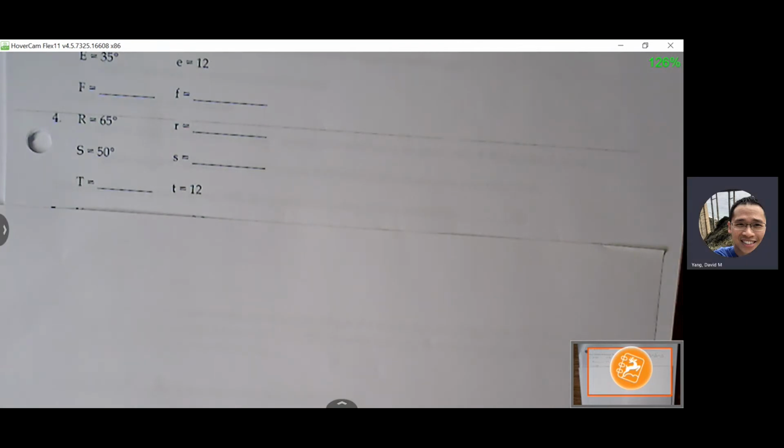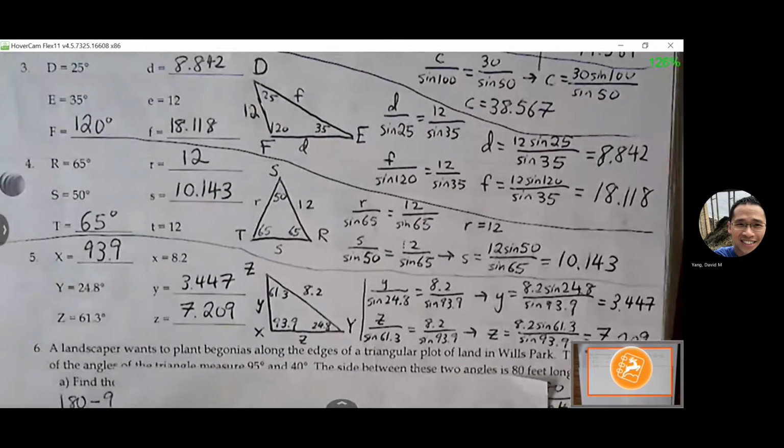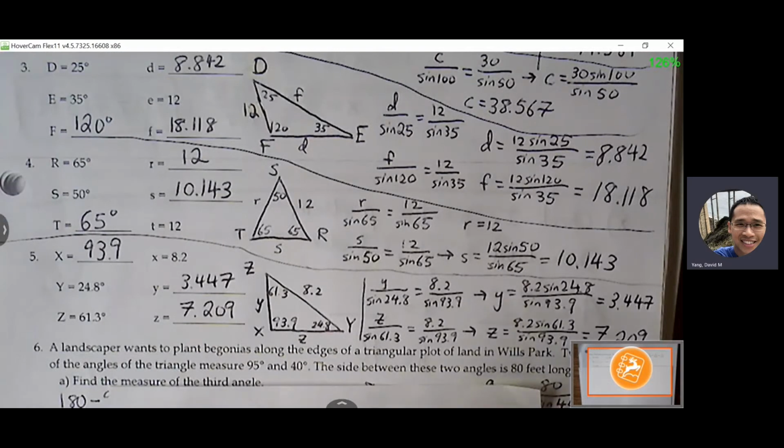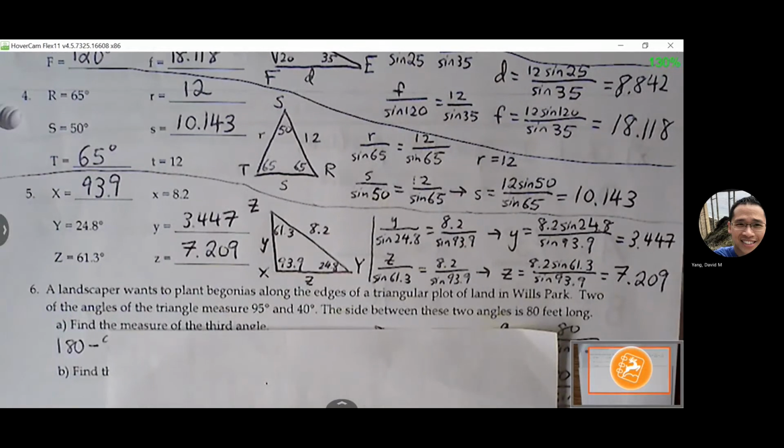All right, here's number 5. Any questions with 5?